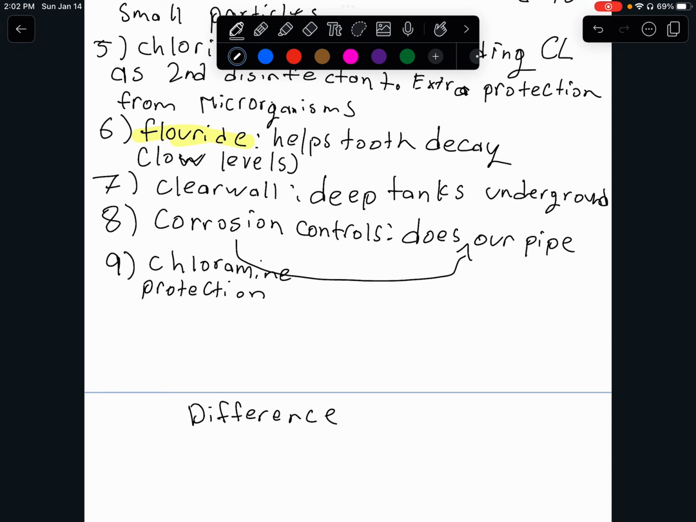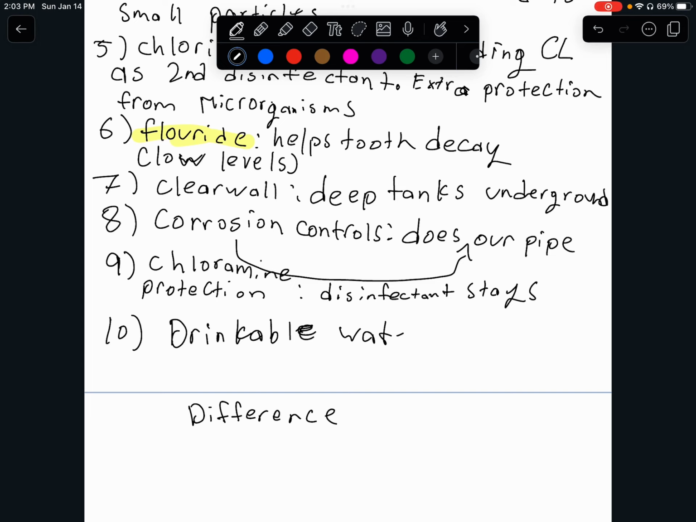What this does, this helps this disinfectant remain protected. So the disinfectant remains as a protection system when the water is being distributed throughout our system, whether it be water, and through our taps as well, right? So make sure that the disinfectant stays. And then our final one, we end up with drinkable water. So this is where we end up with fresh water to drinkable water.